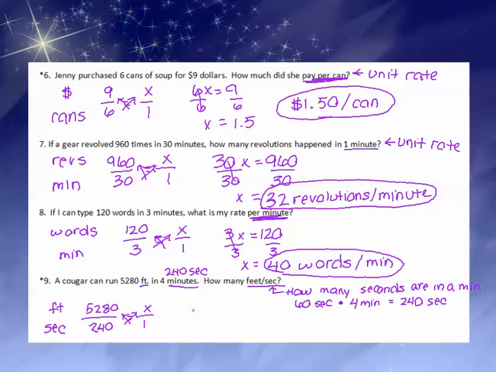Cross multiply, I'm left with 240x is equal to 5,280. Divide by 240 on both sides. And I'm left with x is equal to 22, and I'm going to use my units here, feet per second. Okay?